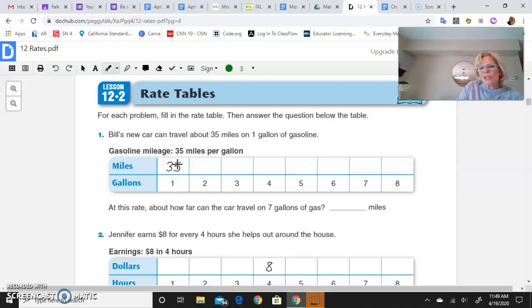So Bill's new car can travel 35 miles on 1 gallon of gas. Okay, they've given us the unit. So 35 miles per 1 gallon. Okay, how many on 2 gallons? What would you do? 35 plus another 35, or 35 times 2. So you get 70.